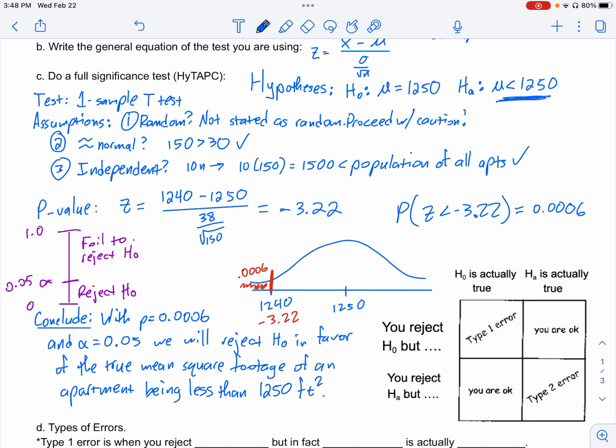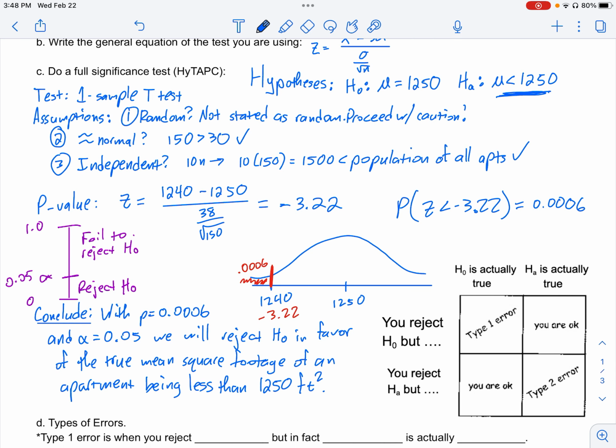You did your first significance test. So HITAPSY again. H for hypotheses, T for just naming the test. A is the three assumptions and checking them. P, show the work, get your z-score, get a p-value, and then make your conclusion based on your p-value. All right.